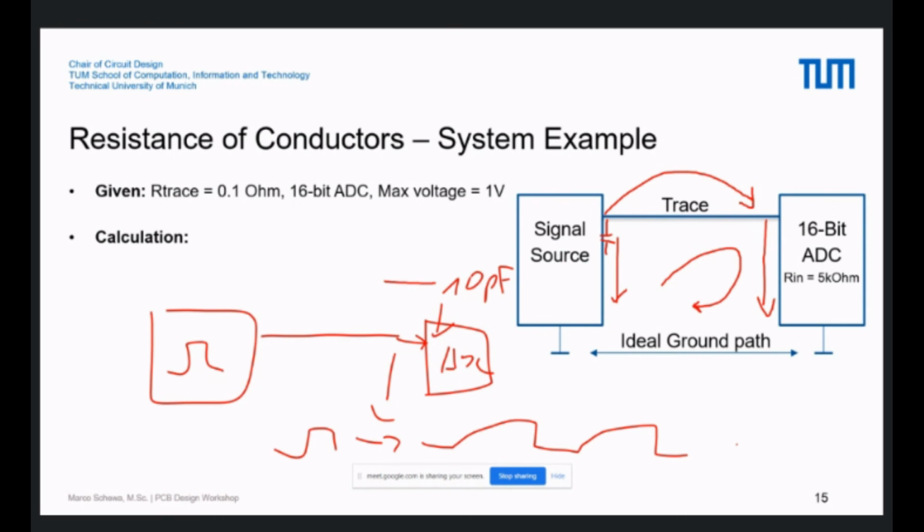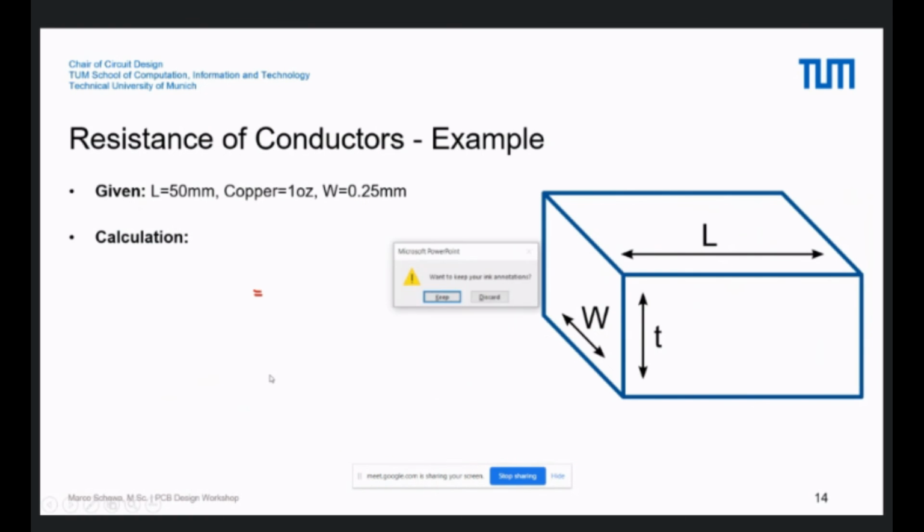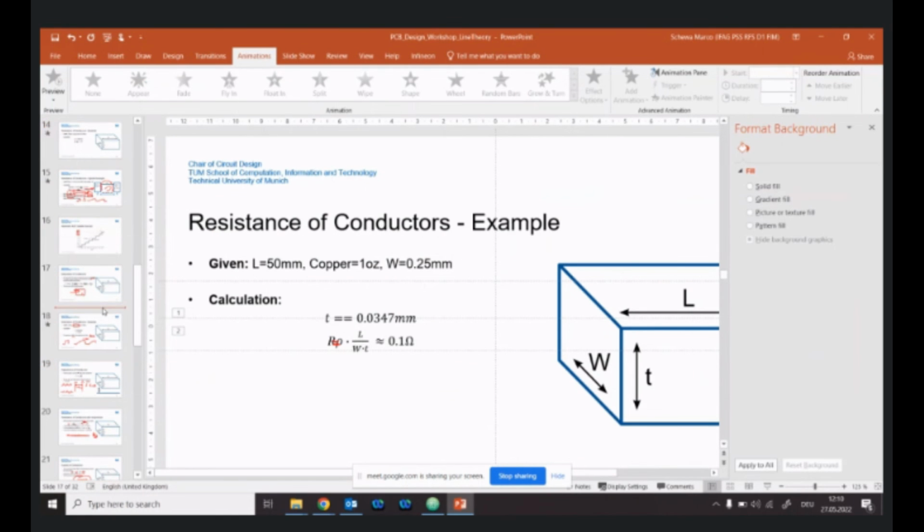Can you repeat where to put wires here? It's a wire between your two systems, or between your signal source and your load. Between the signal source and ADC? Okay.